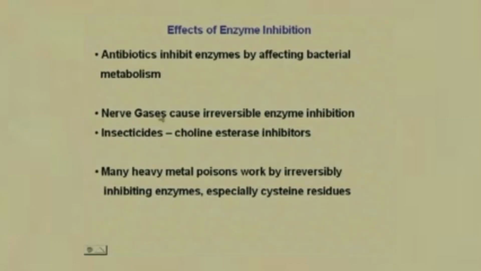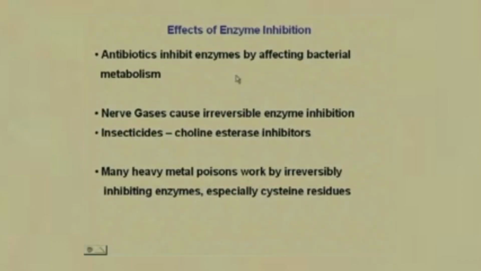For example, nerve gases actually cause irreversible enzyme inhibition. Obviously, they're extremely dangerous. They stop, in fact, cholinesterase, which transports your nerve signals, so that is lost. The activity of the enzyme is completely lost. Insecticides are cholinesterase inhibitors. Again, from the name you can see that it acts on an ester. Then again, many heavy metal poisons work by irreversibly inhibiting enzymes, especially cysteine residues.